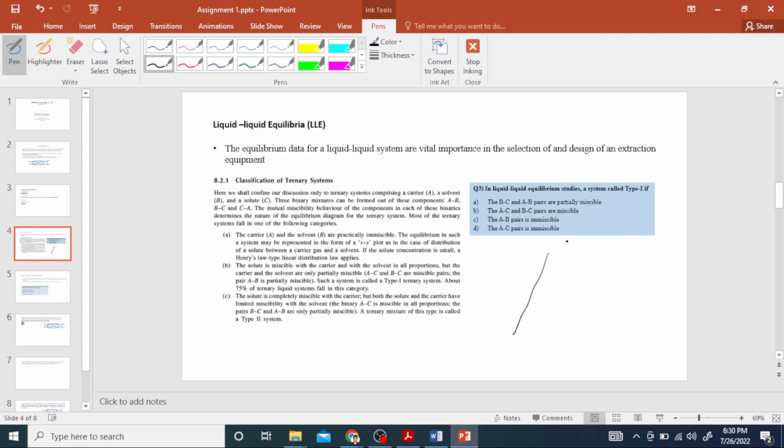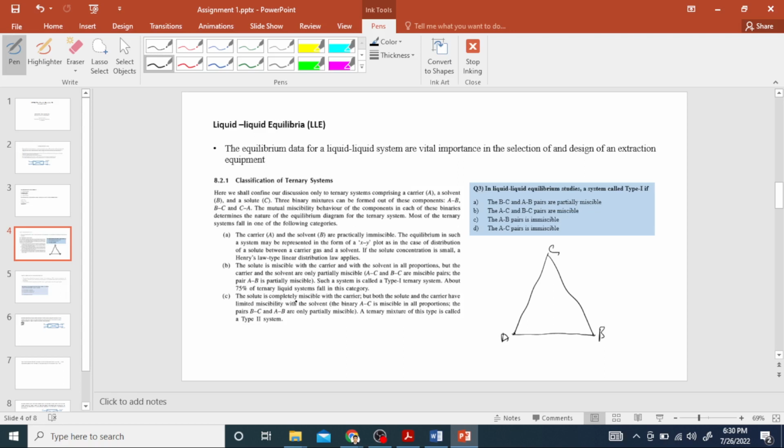Here is a schematic of the ternary diagram. This is the carrier liquid, this is the solute and this is the solvent. This point indicates the pure solute, this point indicates the pure carrier liquid and this point indicates the pure solvent. So A and C and B and C are miscible pairs and the pair A and B is partially miscible. Such a system is called a type 1 ternary system. About 75% of ternary liquid systems fall in this category.